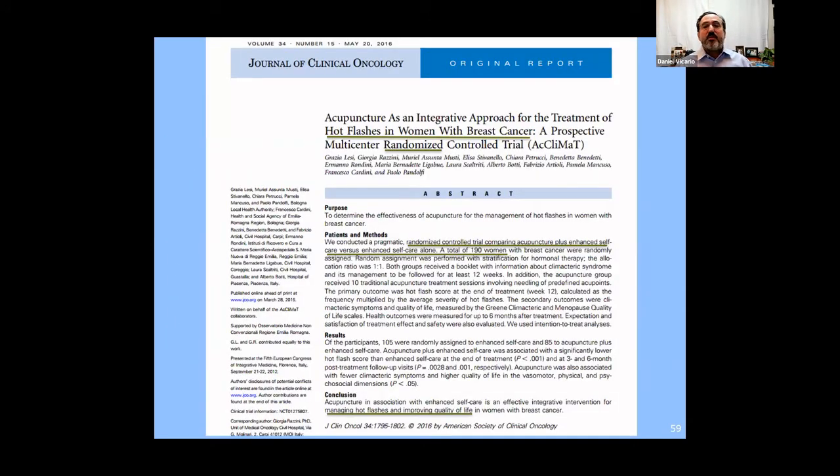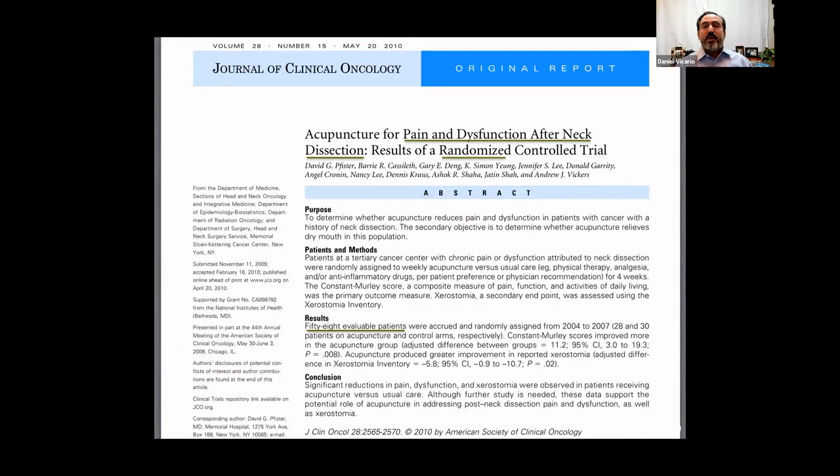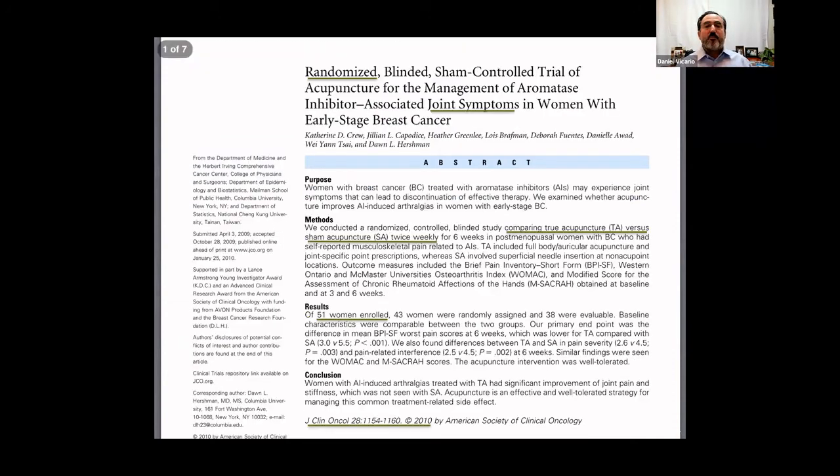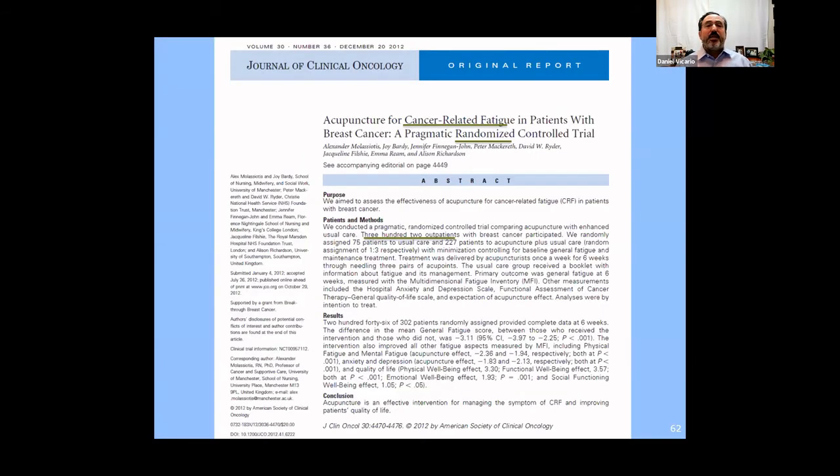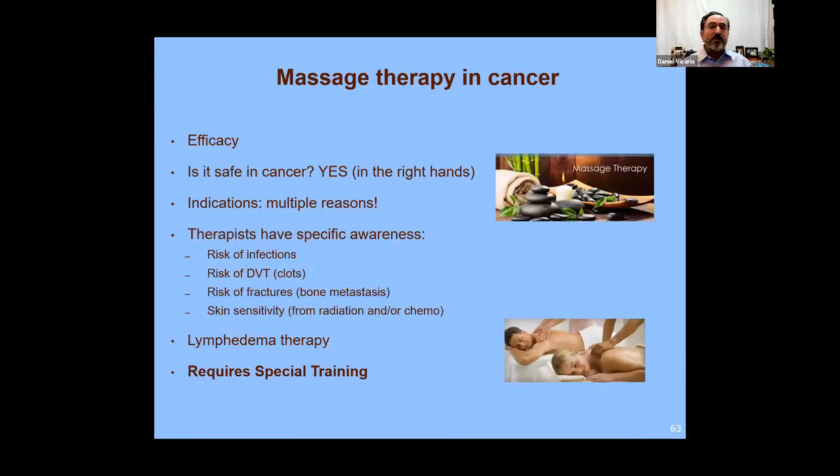Here from JCO, May 2016, a randomized study of hot flashes in women with breast cancer. They looked at 190 women and saw significant improvement with acupuncture. For pain and dysfunction after neck dissection, 58 patients showed significant improvement with acupuncture. In a randomized study of women on aromatase inhibitors with joint symptoms, 51 patients had significant improvement with acupuncture. JCO from December 2012, cancer-related fatigue, 300 patients also improved with acupuncture.